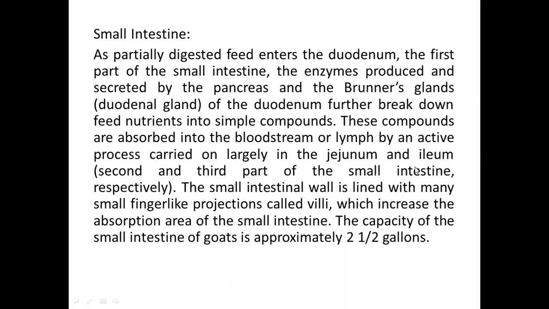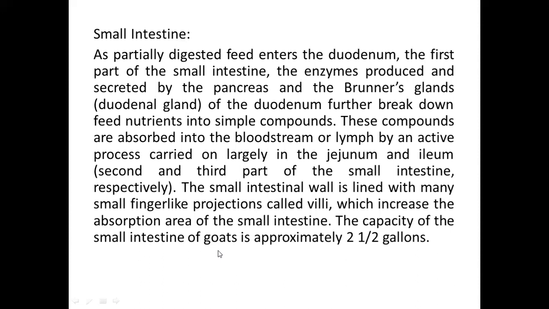small intestine. Jejunum and ileum, which are the second and third portion of the small intestine, is where absorption happens. The small intestine wall is lined with many small finger-like projections called villi. So there are many finger-like projections called villi in the small intestine, which increase the absorption area. Like in the rumen, here also the absorption surface area increases because of the presence of the villi.